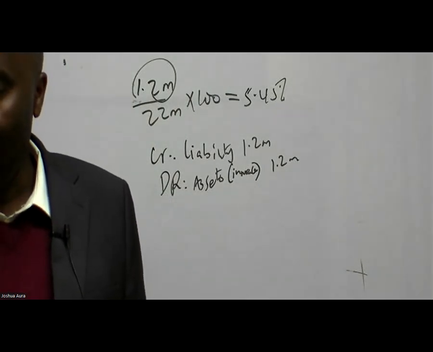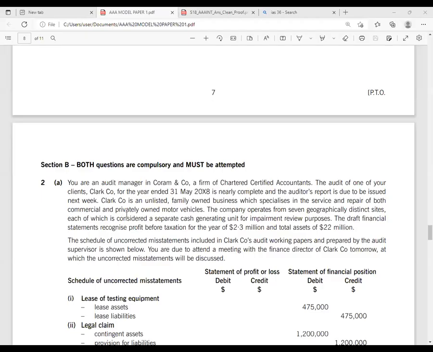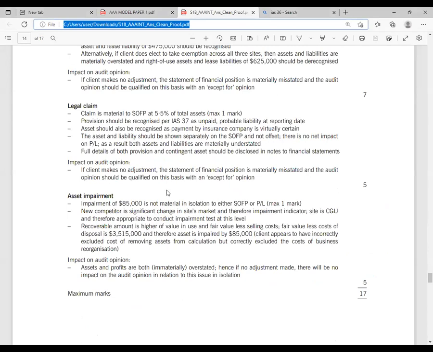What are we told in this answer? For the legal claim, the claim is material to the statement of financial position. I know you can remember this 5.5%. We got 5.45, 1 mark. A provision should be recognized as per IAS 37 as unpaid. There must be a provision. Probable liability at reporting date.